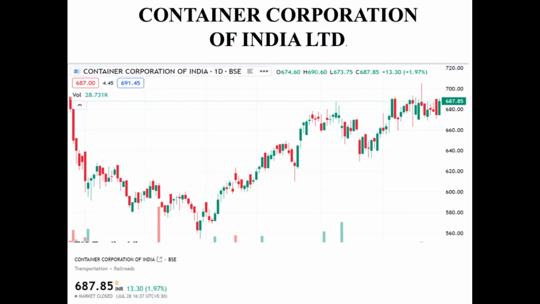Number three is the Container Corporation of India. Container Corporation of India, Concor, is the public sector company that provides multi-modal logistics services. It dominates the market position in the container logistics industry and is expected to benefit from the growth in the logistics and transportation industry.